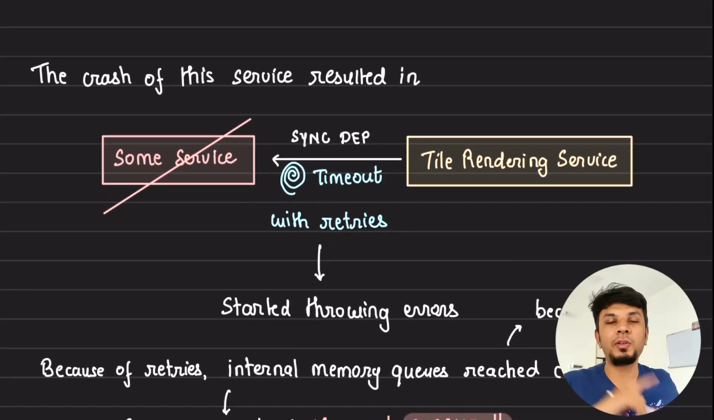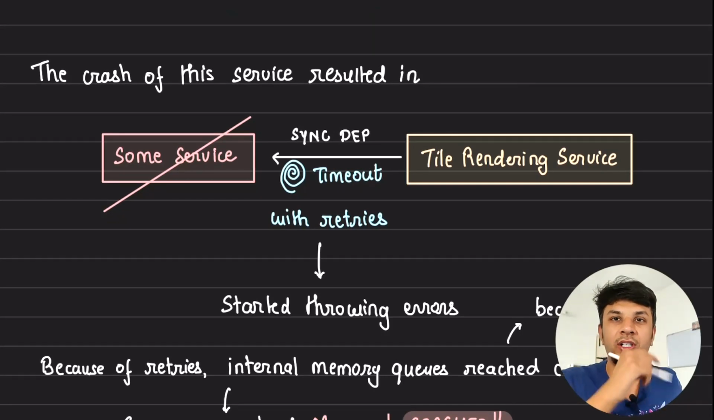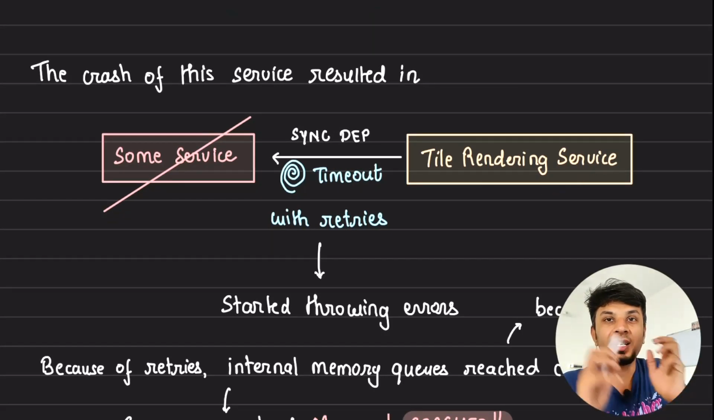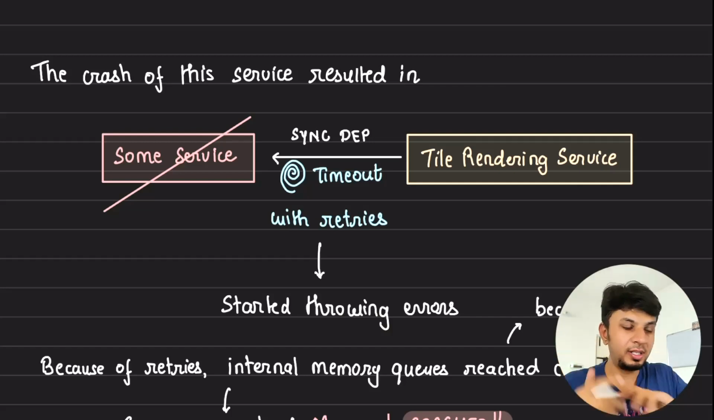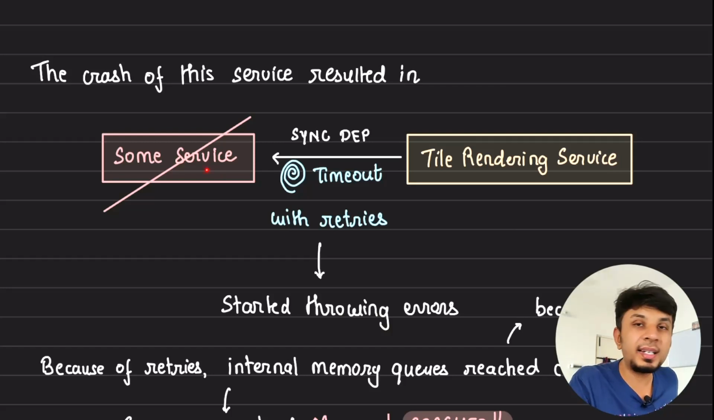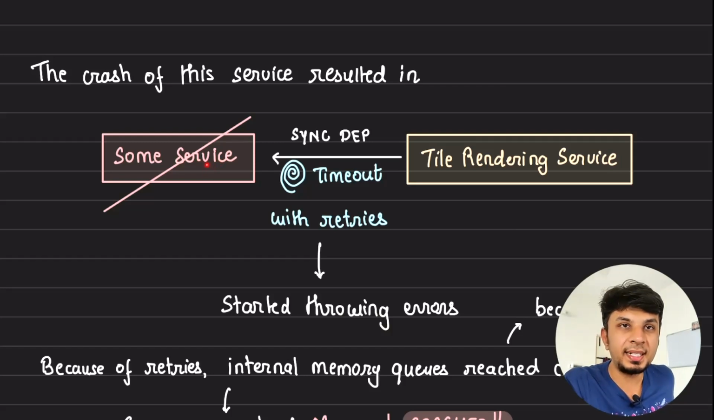Now what happened because of that? The core tile rendering service, which renders the tiles on the backend and sends them as a response, had a synchronous dependency on this service on which the new feature was rolled out. Because it had a synchronous dependency and this service had an outage, your tile rendering service started getting timeouts because this service was not responding.